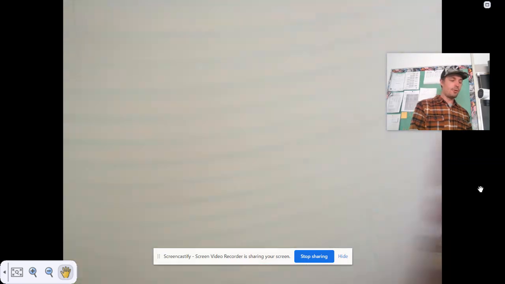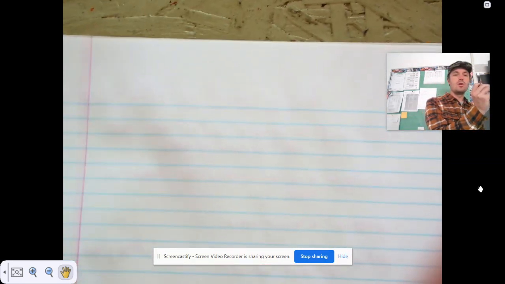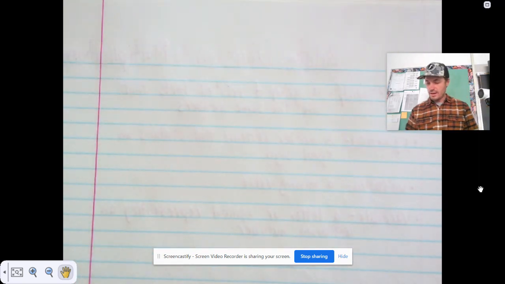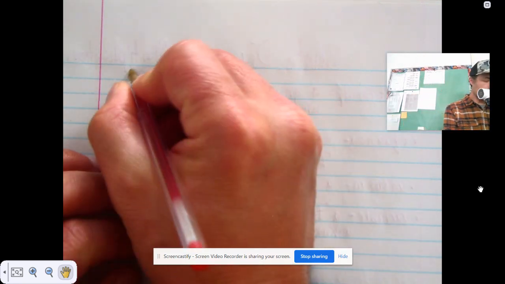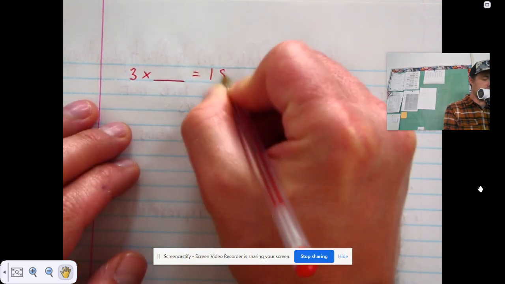I'm going to turn my paper over. If you don't have to turn your paper over, that's okay. You can just go right under what I just wrote. But if you do have to turn to the next page, go ahead and do that now. Well, let's say I have a situation like this. 3 times blank equals 18.